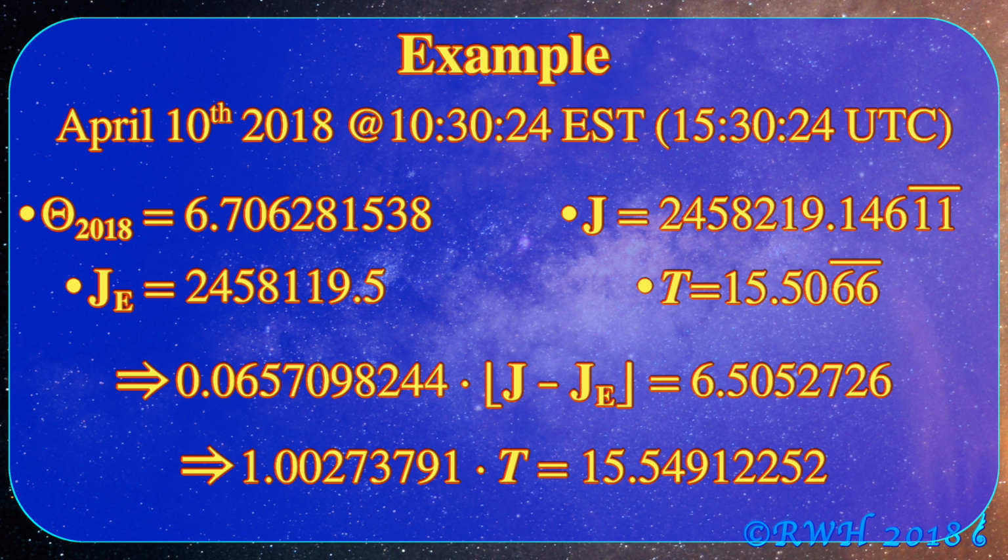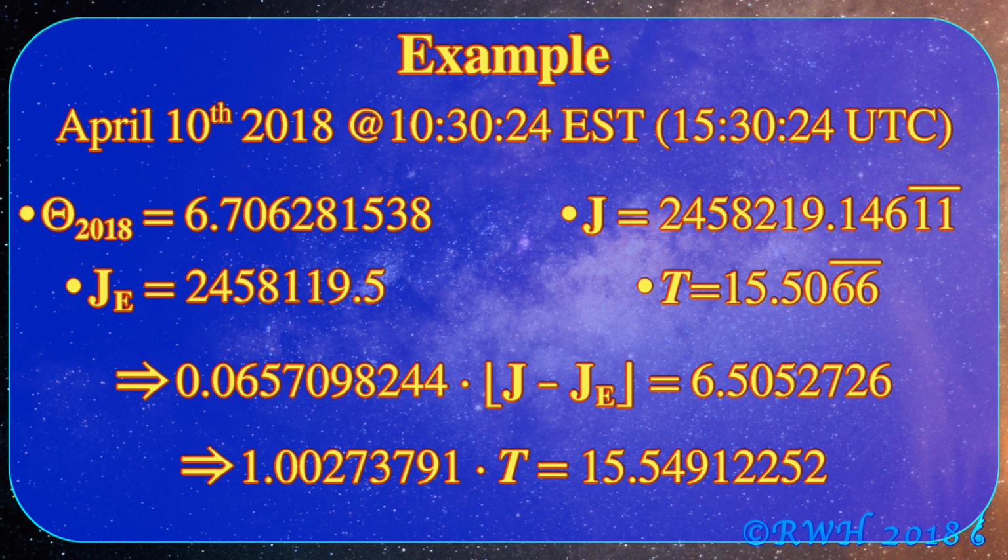The first step is to solve for the term in floor brackets, which equals 99 days after rounding down. After multiplying this by the constant 0.065709824, we arrive at a result of 6.50522726. Next, we need to solve for the time compensation just like we did in the previous GMST equation, resulting in 15.54912252.